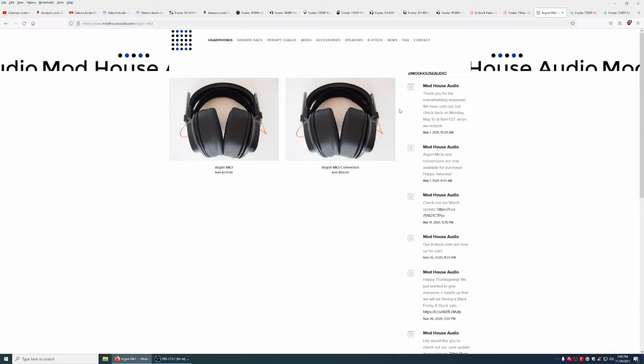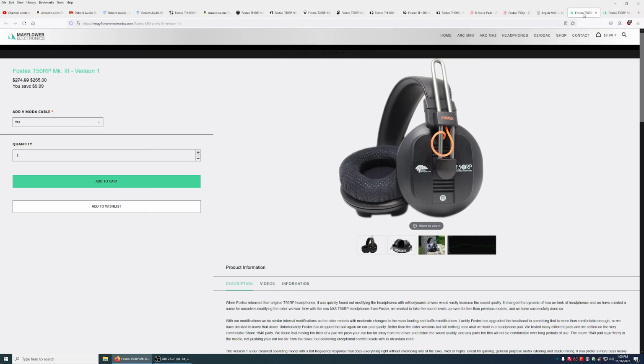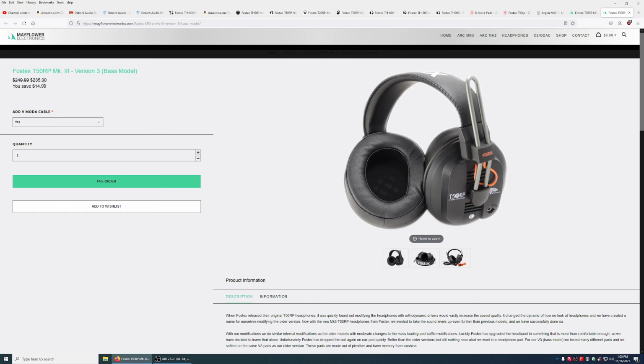And then Argon Mod House Argons, no sales here. But Mayflower Electronics does have a sale on their modded Fostex headphones. So you're saving about only like $15. But that's about it.